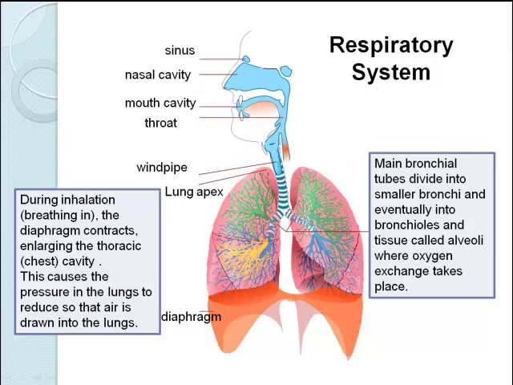When you breathe in, which is called inhalation, the diaphragm, a muscle below your lungs, contracts, and this causes the thoracic cavity, so your chest, to expand. As a result, air is drawn in to your lungs, and that's how you breathe in. On the next slide, we're going to look at the alveolar tissue, so the small little sacs where the oxygen exchange takes place.